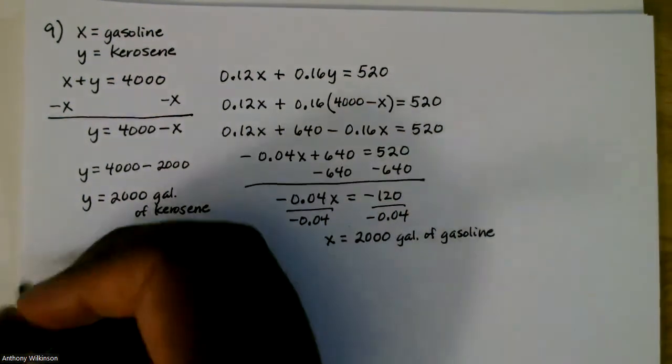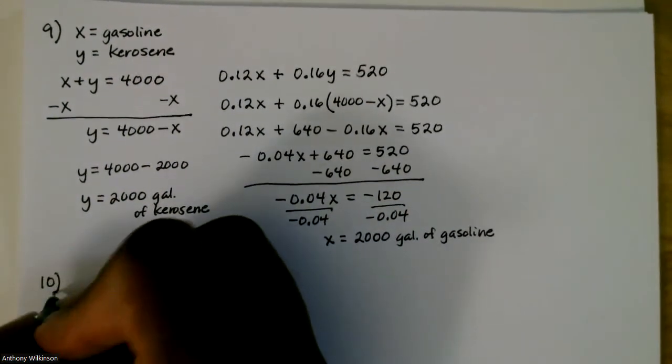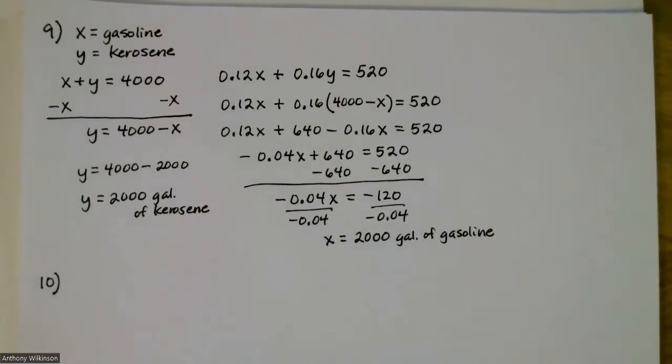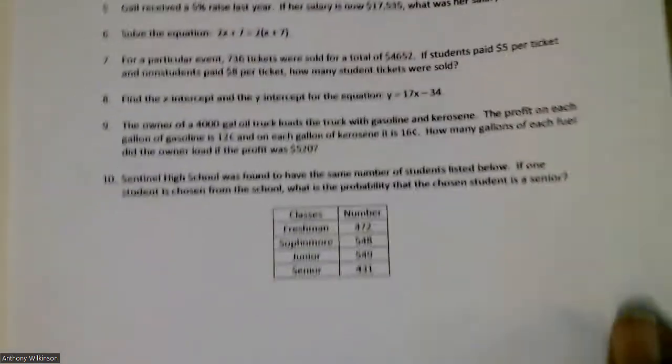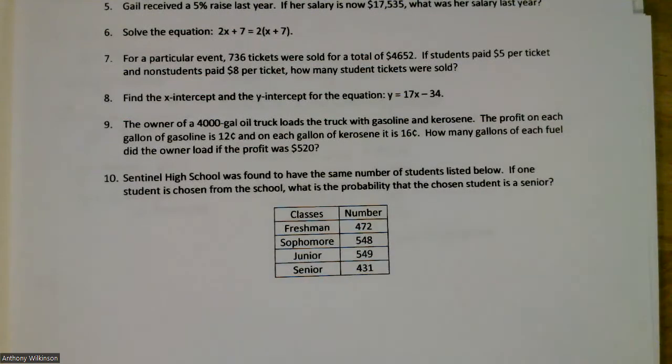Okay. All right, problem number 10. Sentinel High School was found to have the same number of students listed below. If one student is chosen from the school, what is the probability that the chosen student is a senior? Okay, so here's the table right here that's given to us.